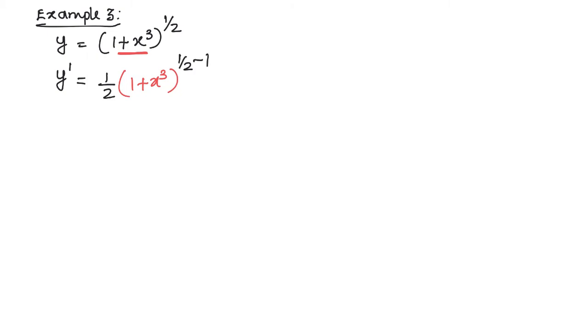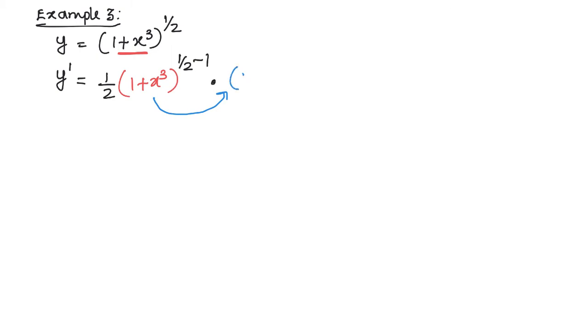Let's do a few more examples. Let y equal (1 plus x cubed) to the power half. While taking the derivative, this is the inner function. So the inner function stays the same, and take the derivative of the outer function, the power function. Bring the exponent in front, subtract 1 from the power. Then multiply by the derivative of the inner function.